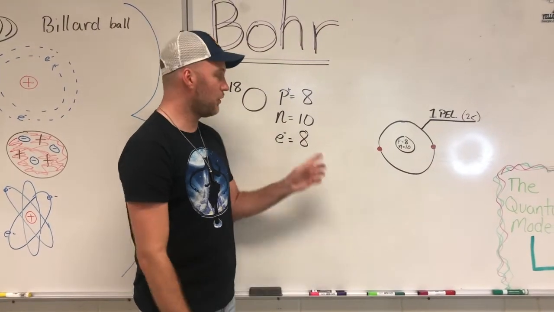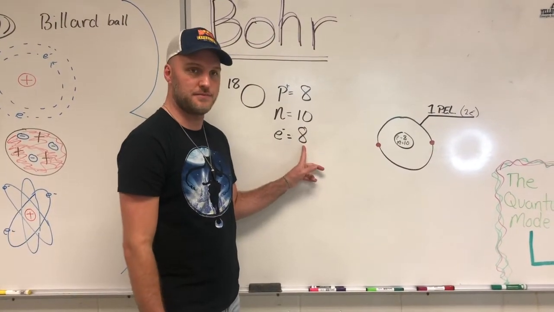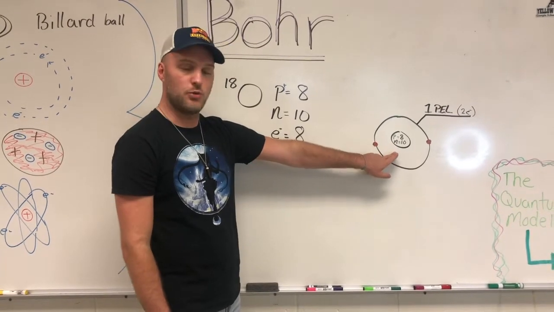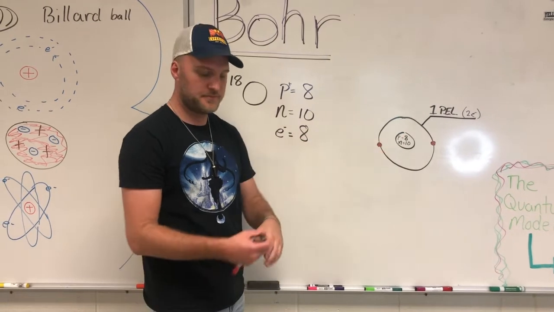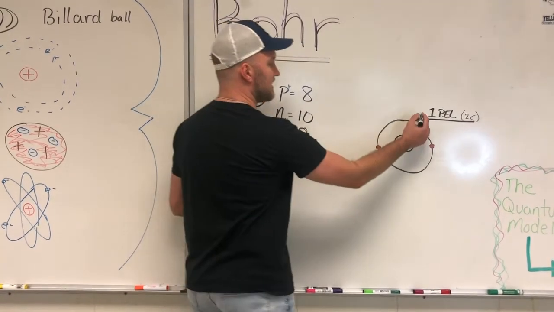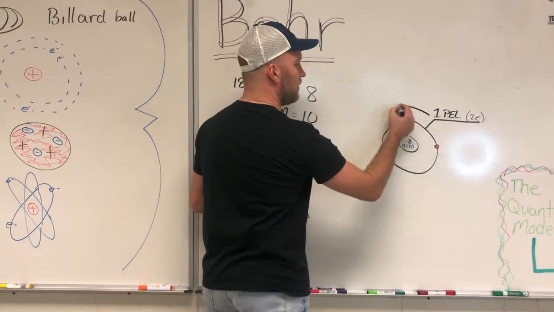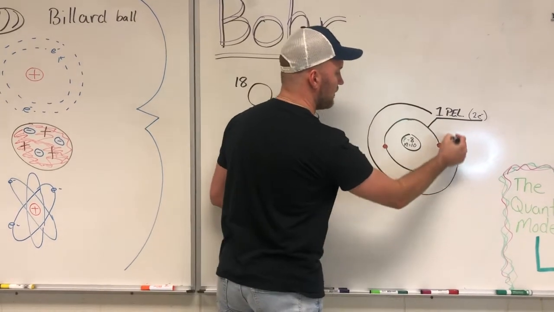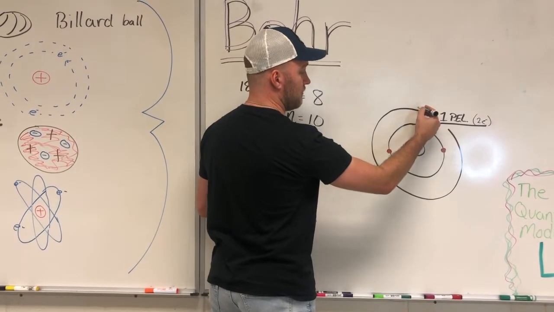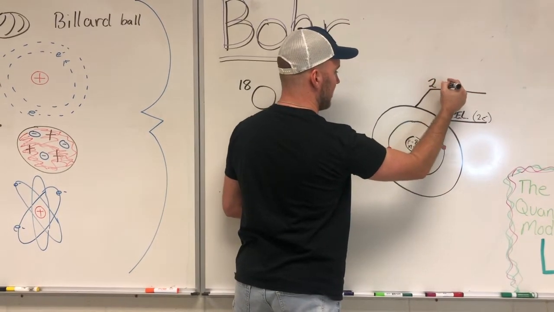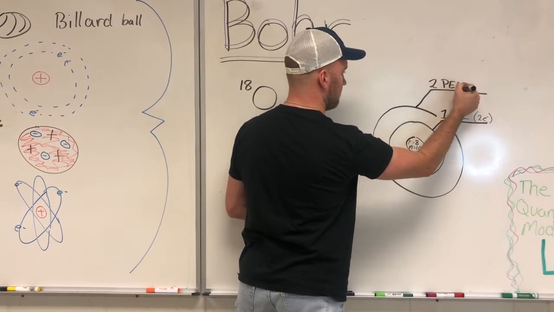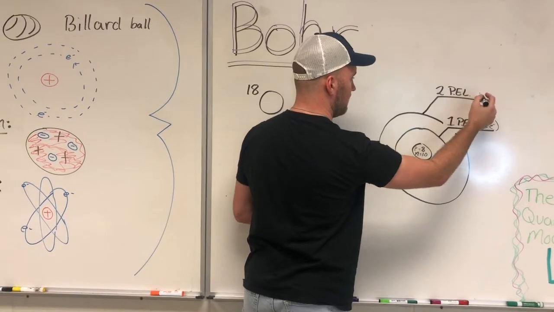I need a total of 8 electrons in oxygen. I've placed 2, so how many more do I need? 6. So we must move up to the second energy level. These electrons are further from the nucleus. They have more energy, as you would expect. We call this the second principal energy level, or PEL.